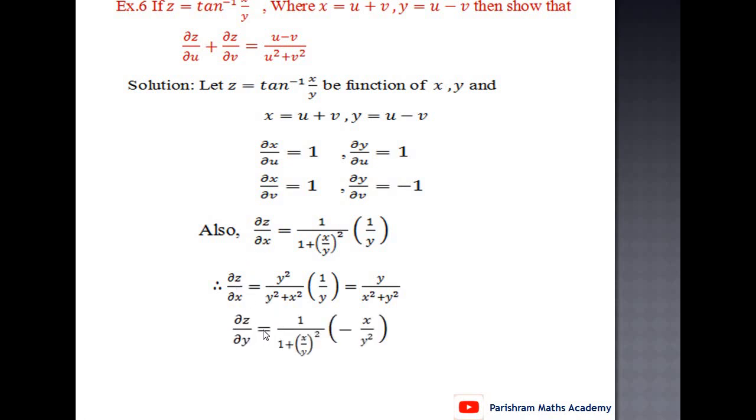Then the derivative of z with respect to y. Derivative of tan inverse of x upon y with respect to y. First 1 upon 1 plus (x upon y) bracket square into the derivative of x upon y with respect to y. At that time x is constant. Derivative of 1 upon y is minus 1 upon y square. Then simplify, we get y square upon x square plus y square into minus x upon y square. Y square cancels, remains minus x upon x square plus y square.